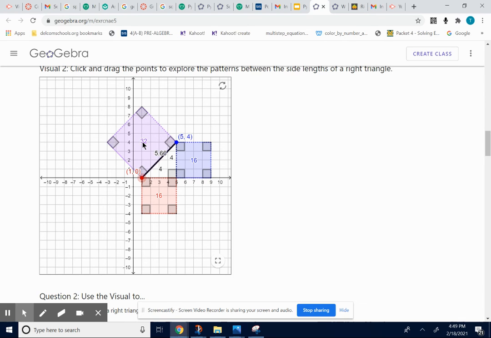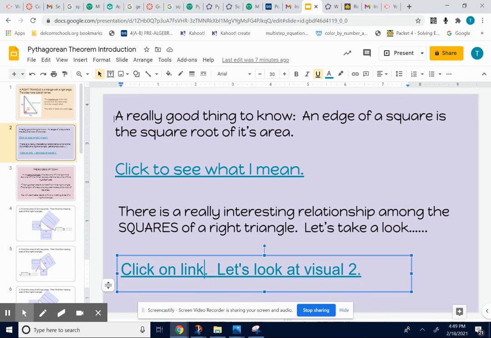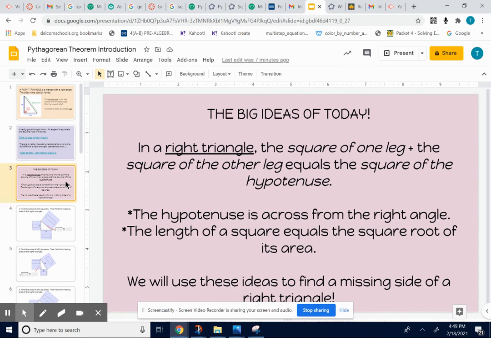So the big idea: the squares of the legs of a right triangle will always add up to the square of the hypotenuse. So the really big idea, in a right triangle, the square of one leg plus the square of the other leg always equals the square of the hypotenuse. We're going to use this big idea.